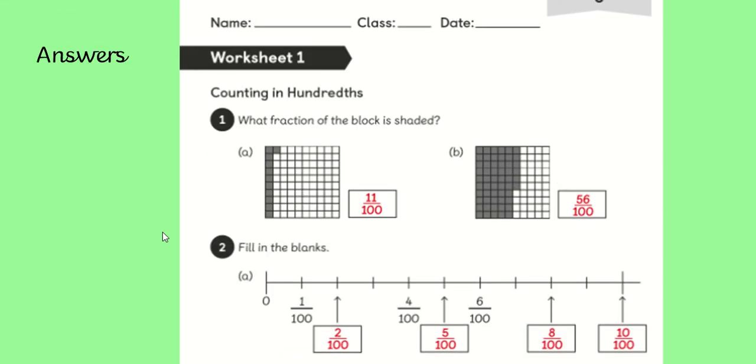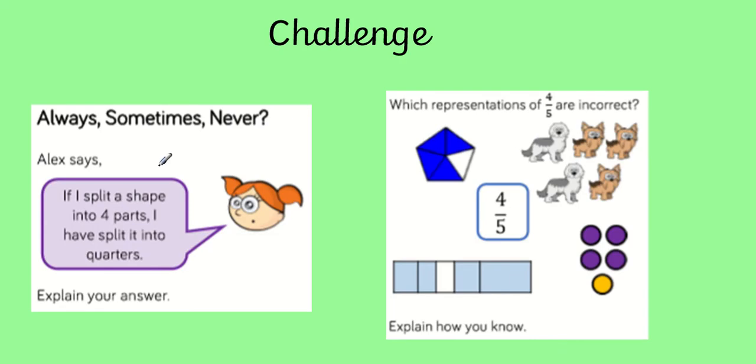If you think you've challenged yourself with enough maths for today, that's fine, you can end the lesson. If you would like a bit more of a challenge, then here are some questions to answer. So we've got an always, sometimes, never question. So you need to say, does this happen always, does this happen sometimes, or does this happen never? And explain your answer. And then you need to work out which representations of 4/5 are incorrect. So which of these pictures shows 4/5, which of them doesn't? Okay, pause the video and come back for the answers.